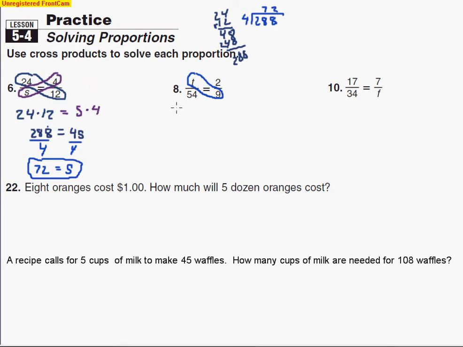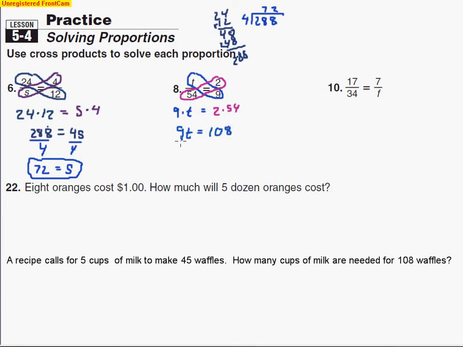And so we have 9 times t, and then we set this equal to the cross products of the other one. So we've got 2 times 54. And so from there, we go ahead and multiply out those numbers. So let's see what we get here. We get 9t, and then over here, we have to double 54. Well, if I double 50, I get 100. If I double 4, I get 8. So that makes 108.